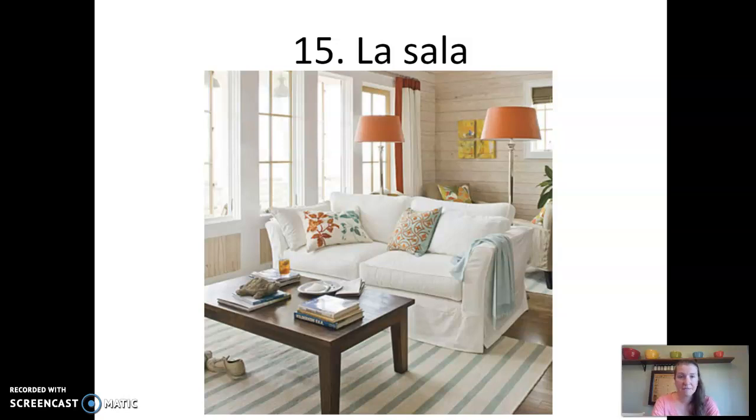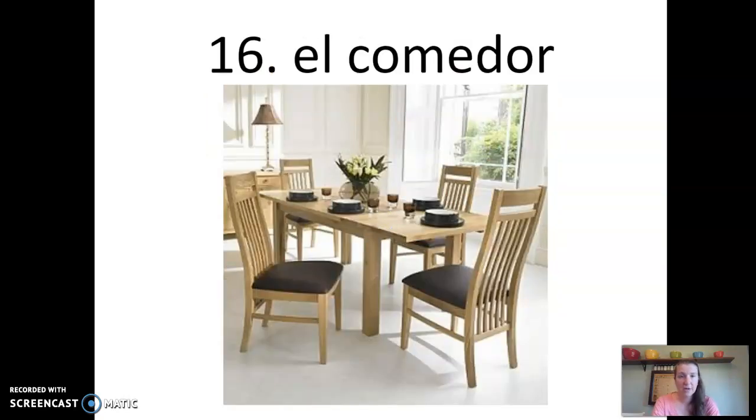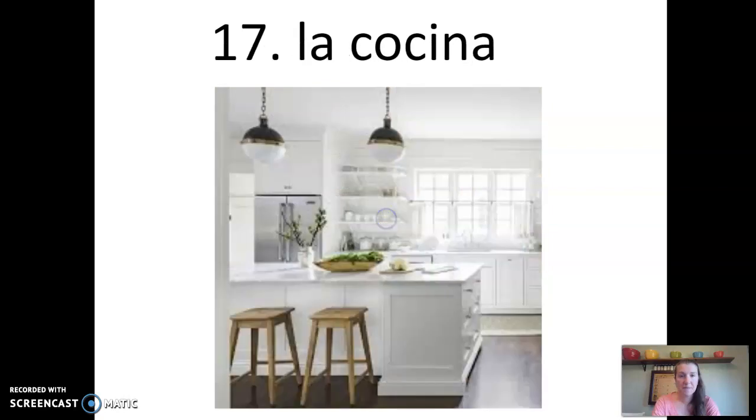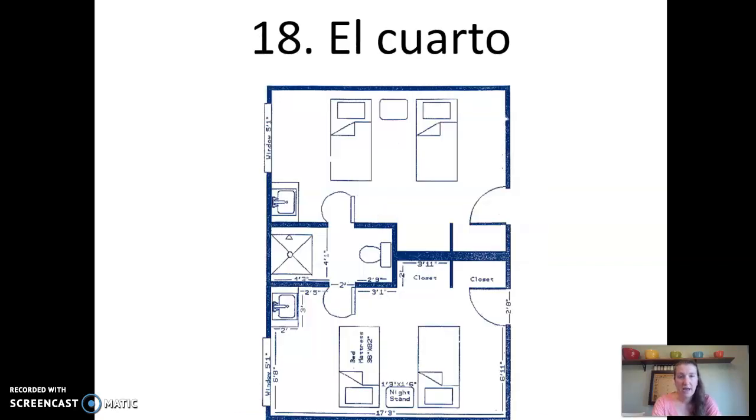La sala is the living room. El comedor, dining room. La cocina is the kitchen, not coquina, cocina. El cuarto is the room, so any kind of a room, right?